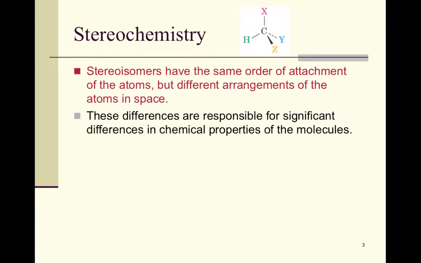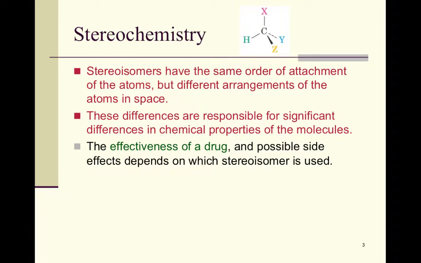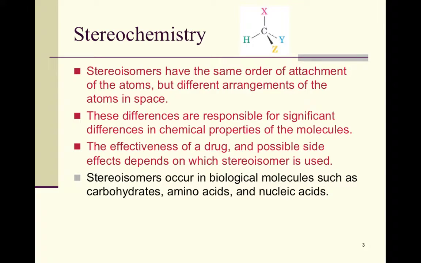These differences are responsible for slight differences in the chemical properties of these molecules. The effectiveness of a drug and possible side effects depend on which isomer is used. Stereoisomers occur in biological molecules such as carbohydrates, amino acids, and nucleic acids.